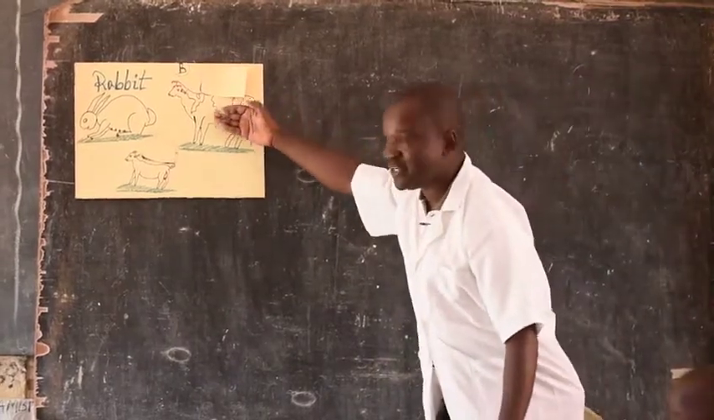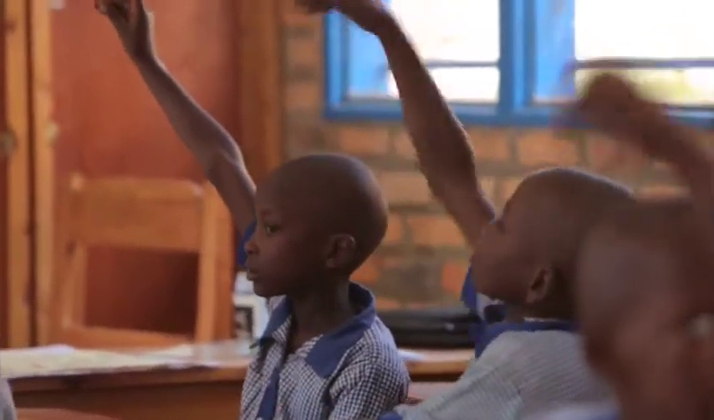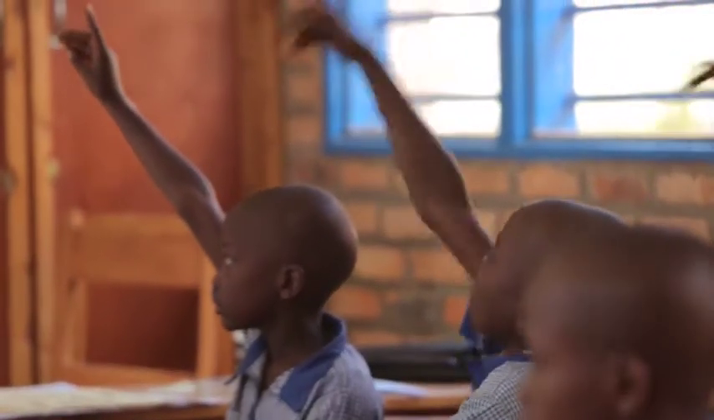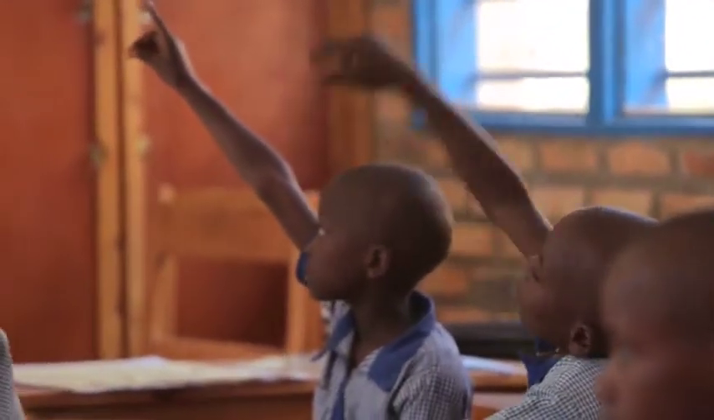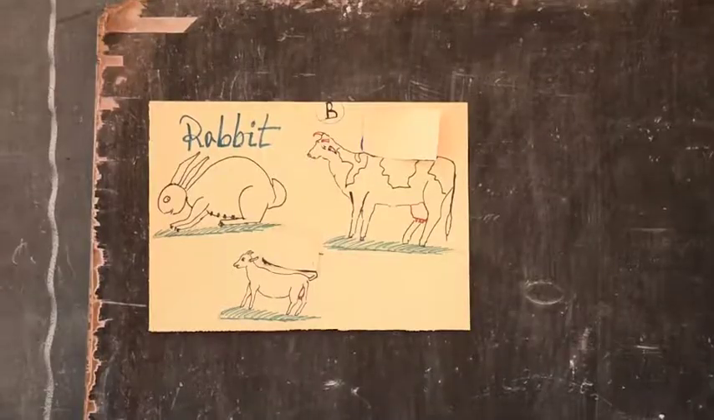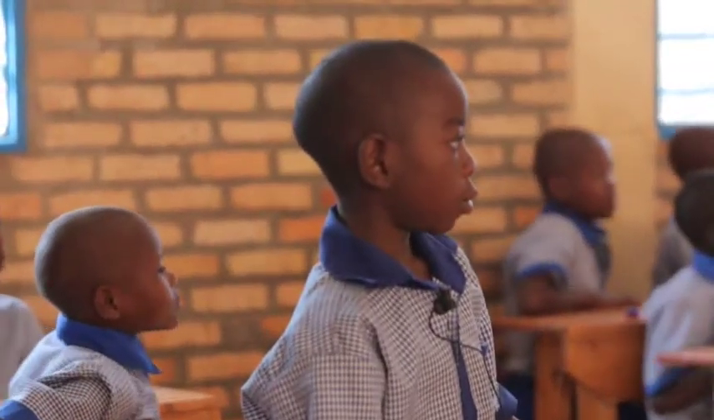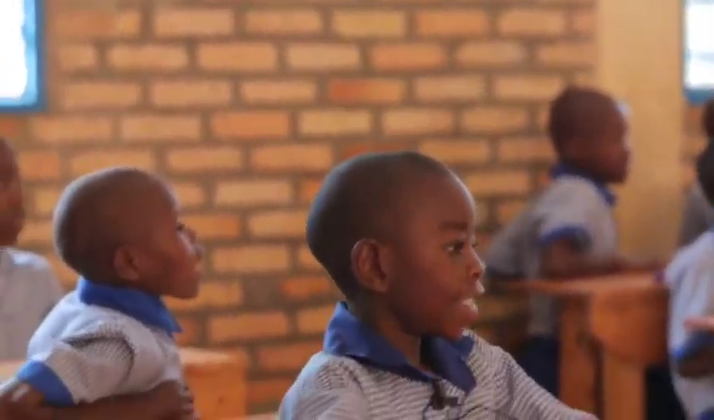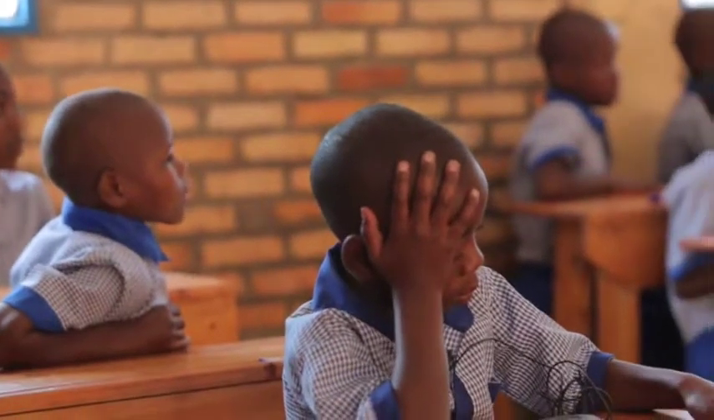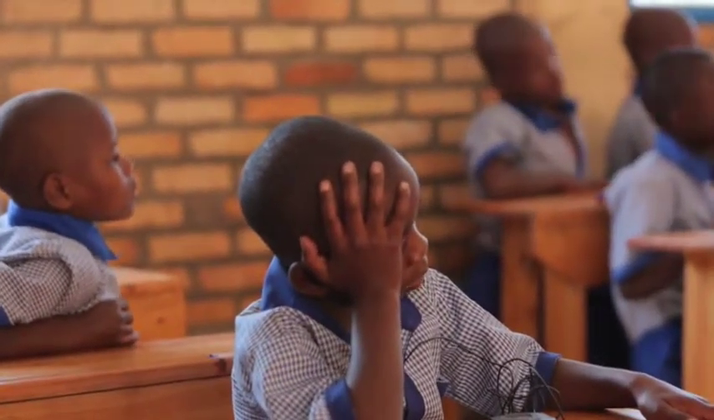Okay. Are you observing this animal? Who can tell us the name of this animal? Adolphe, stand up. Cow. This is a cow. All of them, we repeat. This is? Cow. Good. As Adolphe have just said, that is a cow.